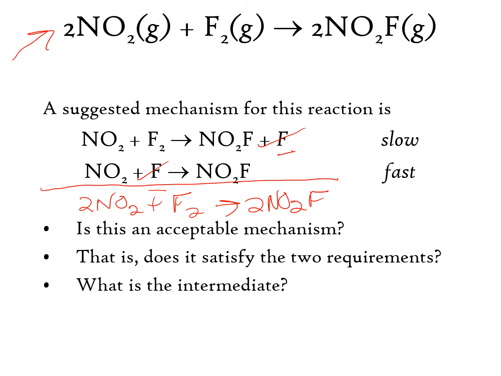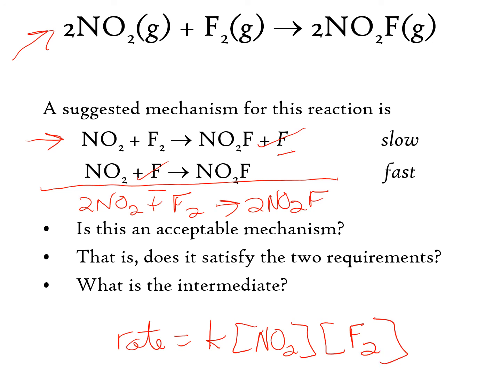proposal. The second requirement: does the molecularity of the slowest step agree with the overall rate law? So if we write the rate law from our slowest step, we have rate equals k, and remember you can just do it from the balanced equation. So NO2 to the first and F2 to the first, which is the experimentally determined rate law. So it does verify both requirements. A reminder about the intermediate. The intermediate is one that is produced and then consumed in the reaction. So it's plain old atomic F. That's it.